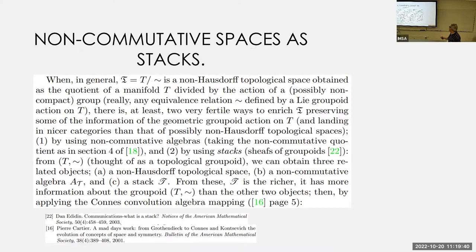There are two fertile ways to enrich this non-Hausdorff topological space. One is by using non-commutative algebras. I can think of this group action as a Lie groupoid, and this Lie groupoid has a C-star algebra associated, its convolution algebra. Because it's a very reasonable C-star algebra, it can be represented as an operator algebra. And this operator algebra is exactly the algebra that appears in Weyl's 1927 quantum mechanics and group theory. So the natural algebra of functions on the space of leaves of this foliation is the algebra that appears in Weyl's book.